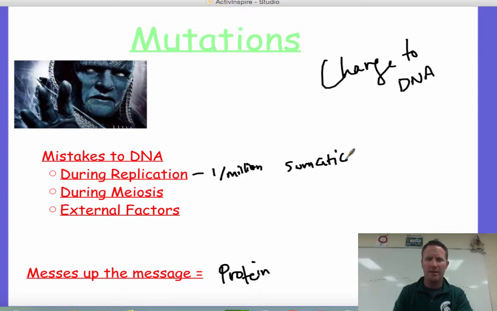And so a somatic cell is every cell in your body. So if you just affect a skin cell, no big deal. Mutations to it really aren't a big deal, and you can't pass them on to your offspring. You don't pass a mutation to a skin cell off to your offspring.